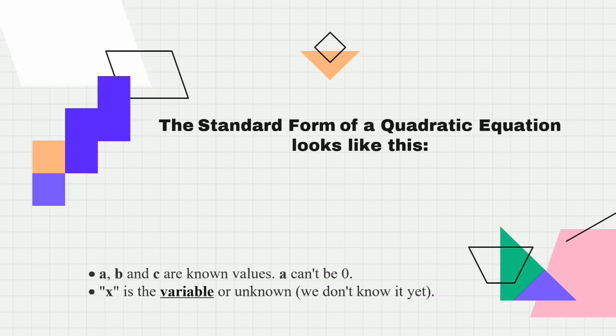The standard form of a quadratic equation looks like this. ax squared plus bx plus c is equal to 0. a, b, and c are known values. a cannot be 0. Meanwhile, x is the variable or unknown. We don't know it yet.